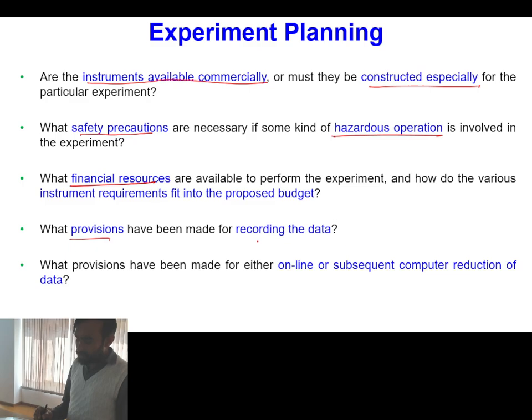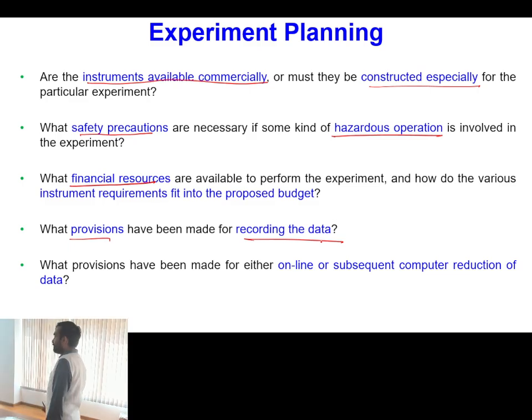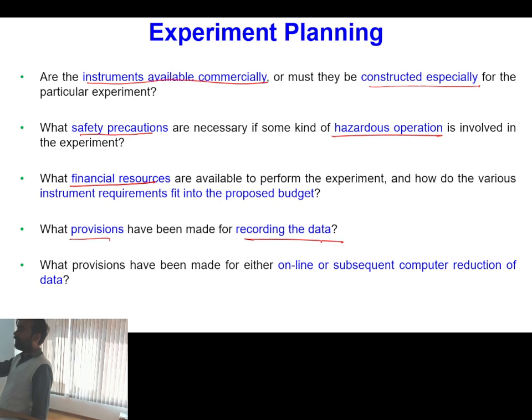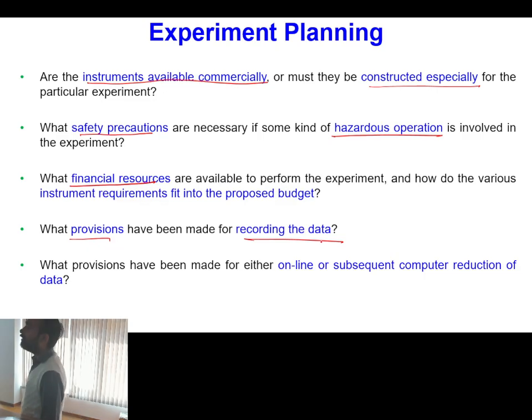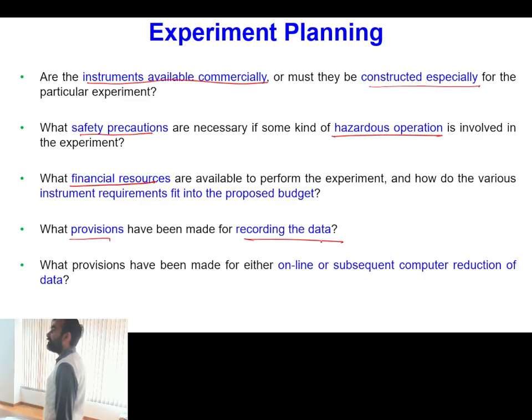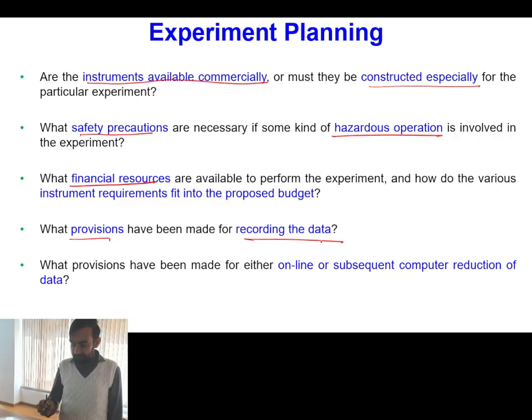And of course, whenever dynamic measurements are involved, we have to record the data, so we have to choose certain methods for recording the data. If data recording is only steady measurement using pressure gauges, then it can be done manually on data sheets, so proper data sheets should be made for that. But if dynamic measurements are involved, then you have to use appropriate data acquisition systems as well as a computer for storing the data. And what provisions have been made? That is already considered.